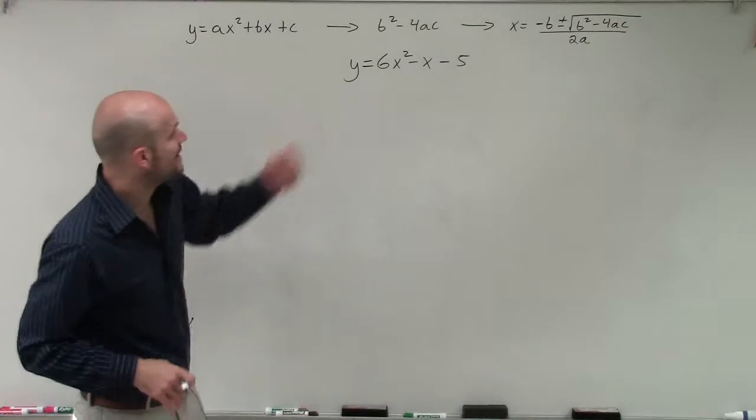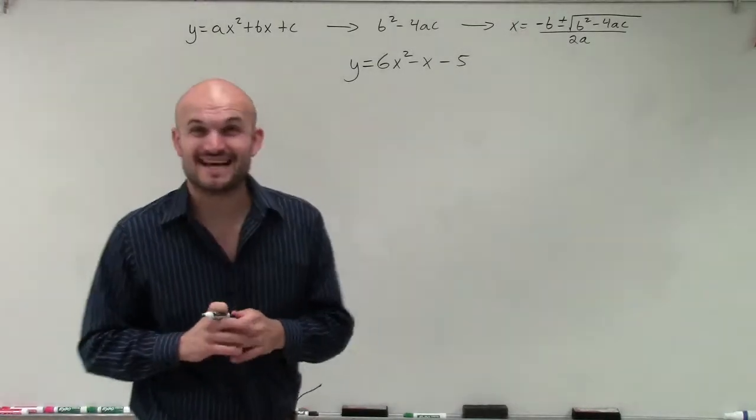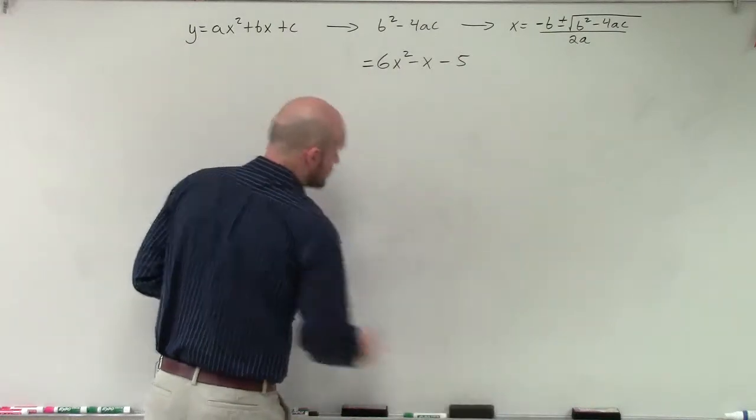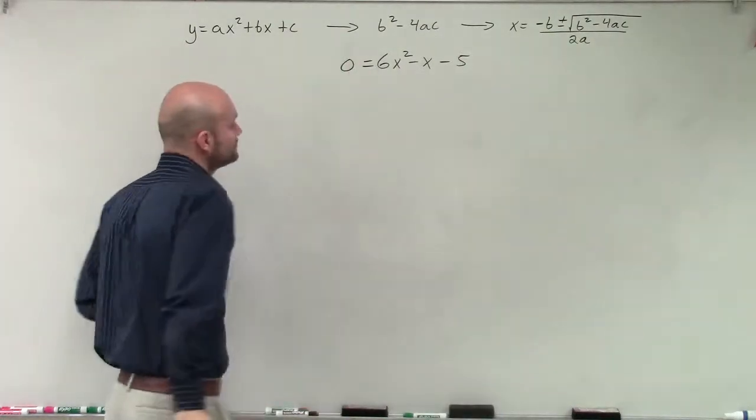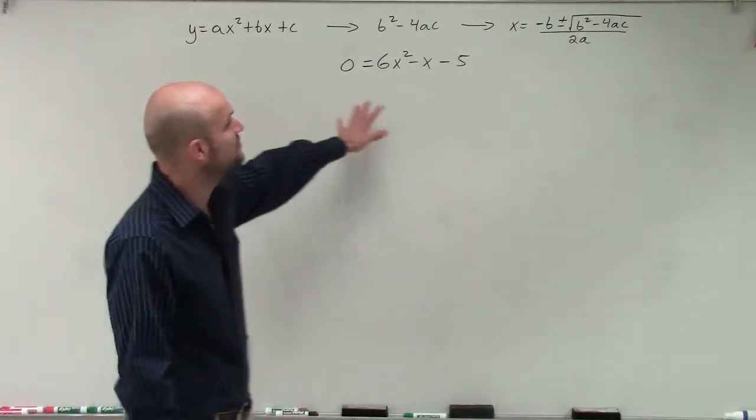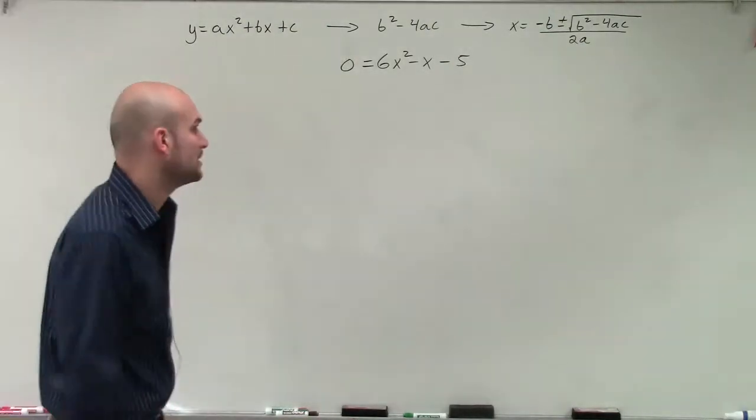Welcome. So what I have here is y equals 6x squared minus x minus 5. And we want to solve this for when our output values are going to equal 0, we want to find the values of x. And we're going to do this by applying our quadratic formula.